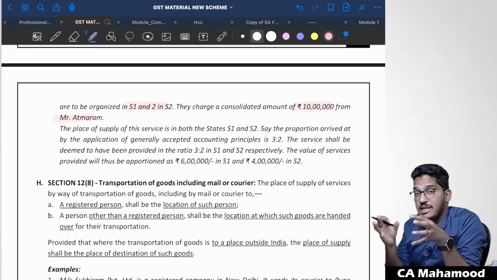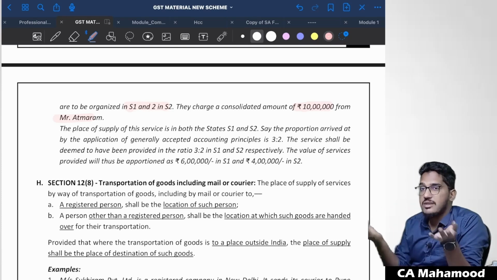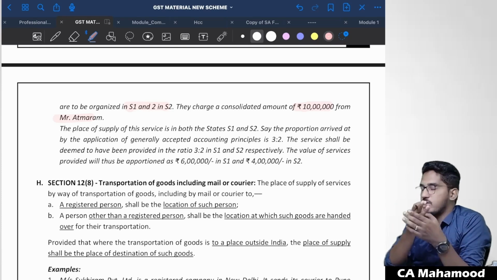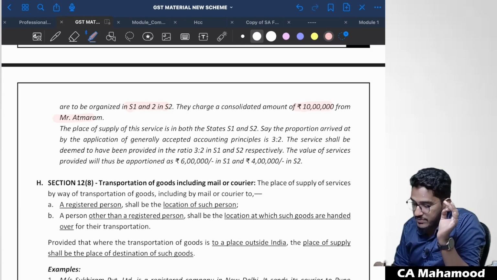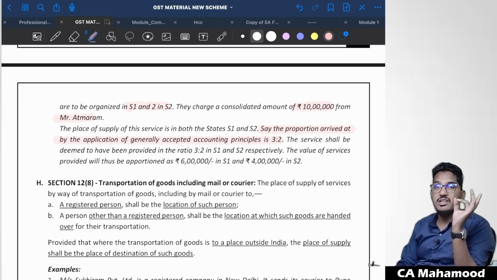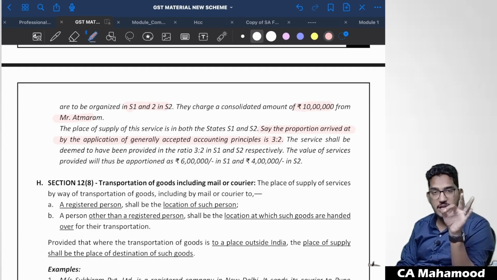to divide the value as per generally accepted accounting principle. Sir, what is this generally accepted accounting principle? You need not worry about it. In the question, they will clearly say, like here they will say, the place of supply of this service is both in states S1 and S2, and the proportion arrived at by application of generally accepted accounting principle is 3:2. You need not worry about this. They will tell you what the ratio is as per generally accepted accounting principle. They will tell you in the question only that you have to divide.